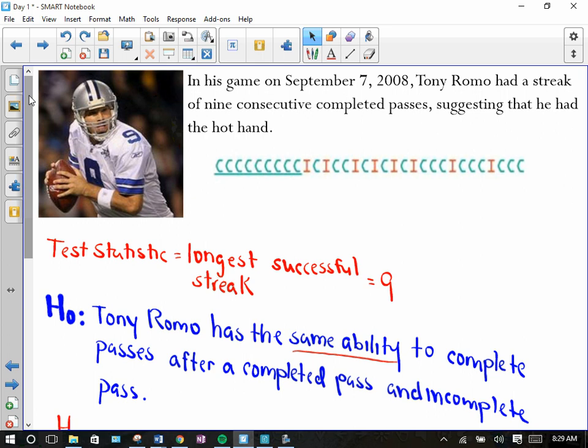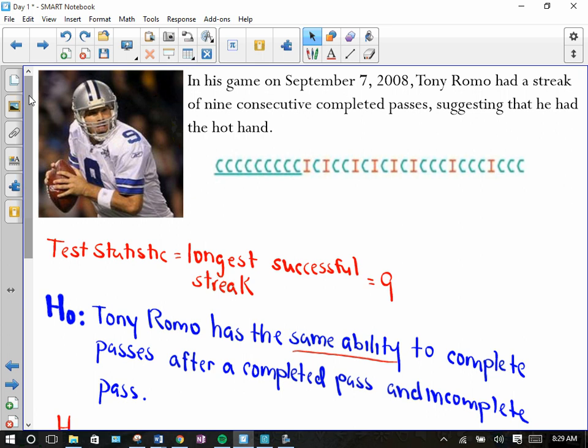So, real quick, hold on. Let's make sure we understand how this is happening right now. We have 32 note cards because there are 32 total pass attempts. We labeled 24 of them with a C for completion because Tony Romo completed 24 passes in the game. We labeled 8 of them with an I for incomplete because Tony Romo had 8 incomplete passes in the game. We then shuffled them up because this has to be random.